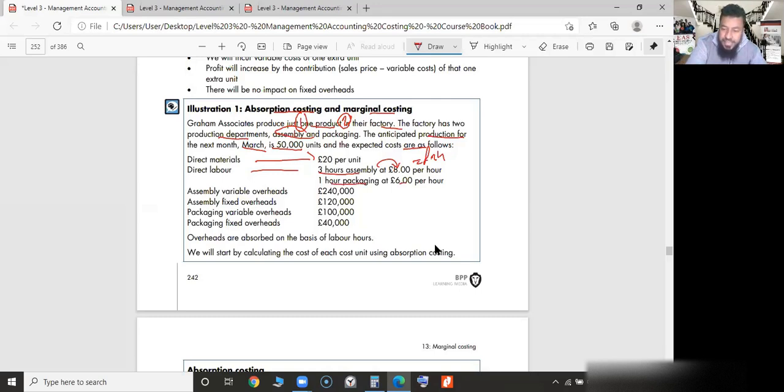1 hour for packaging, 6. So packaging is £6 per hour. Assembly variable cost is 240,000. Assembly fixed cost, so we're going to charge this fixed cost into absorption, including variable, but variable we're going to charge into the marginal only. So just keep it in your head, then I will show you the working. Packaging variable and fixed cost given, over absorbed on the basis of labor hours.